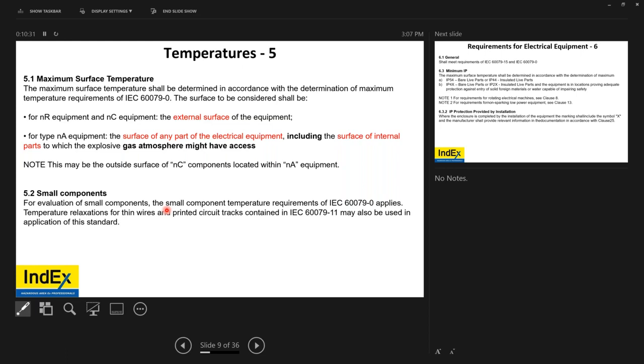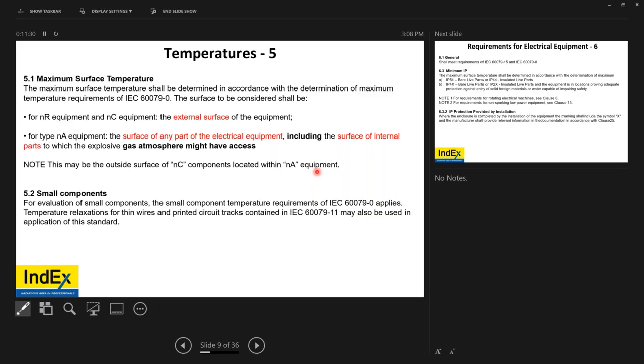Now, for EXNA, any part of the external surface shall be considered, including the surfaces of the internal parts to which the explosive gas atmosphere may access. So if you have an EXNA device, but then you have an NC device that is an encapsulated device, the gas will not have access to that internal device. So it didn't need to be measured for its temperature. But if it's an EXNA box with NA terminals, then yes, both surfaces have to be measured for their temperature. Note, this may be outside the surface of an EXNC component located in an NA. But remember, there are five different types of NCs.